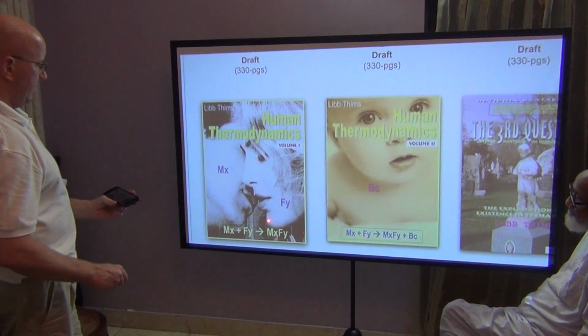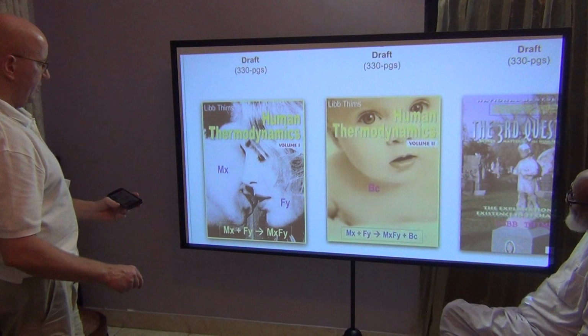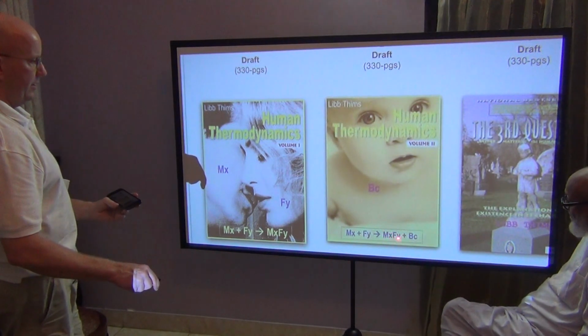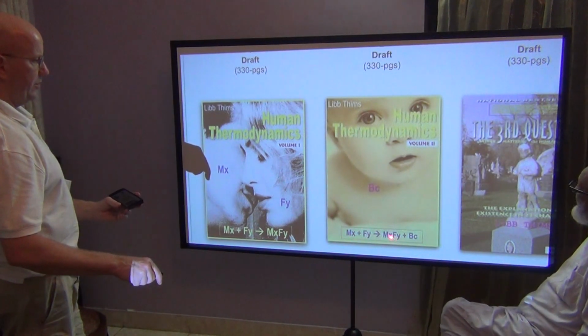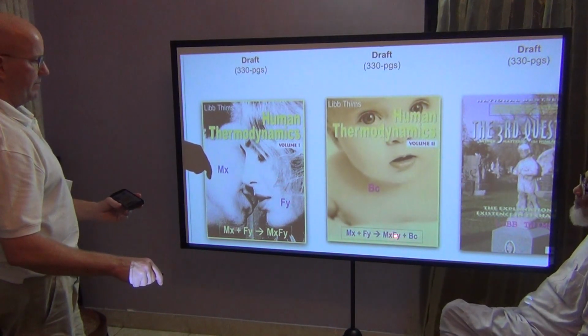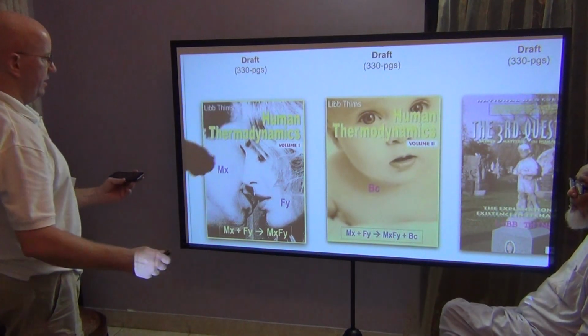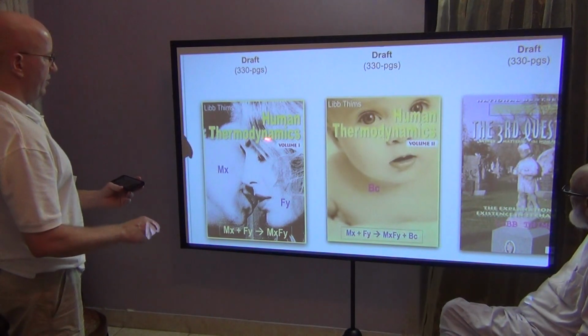To make a child, B sub C. And at this point, I wasn't even thinking about the married couple. This is reactant A, reactant B, and I didn't even care about the married couple. I just knew in my mind that A and B would produce a child. And I wanted to understand how you could explain this in terms of thermodynamics.